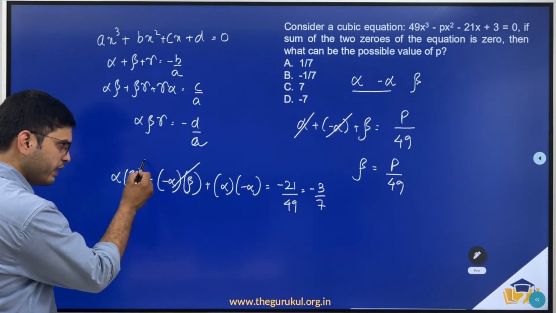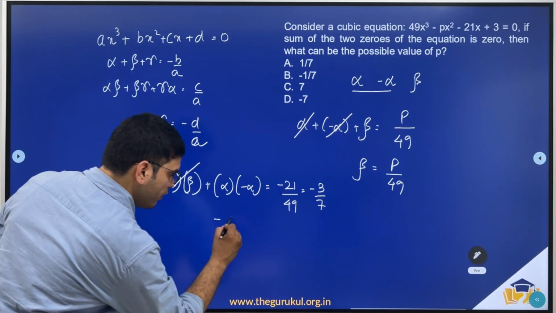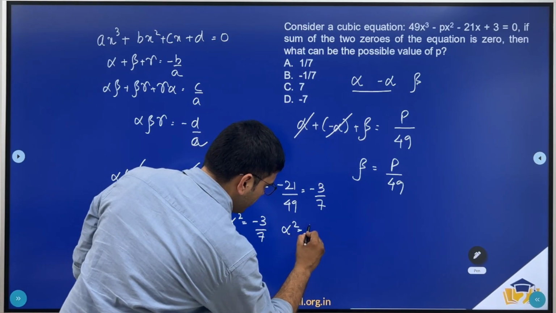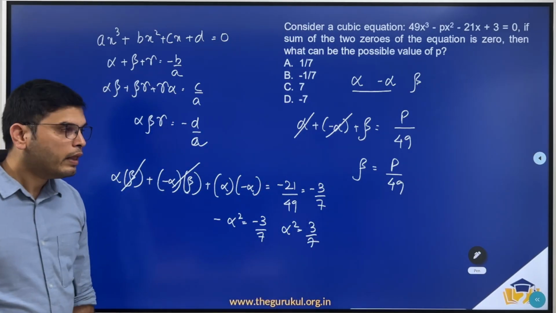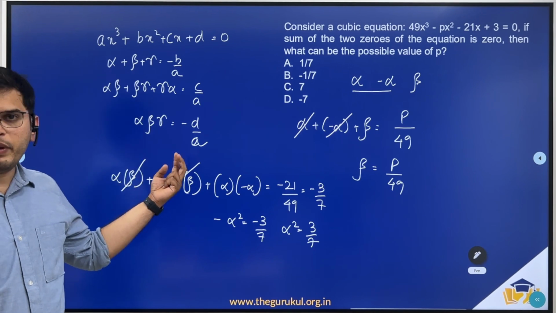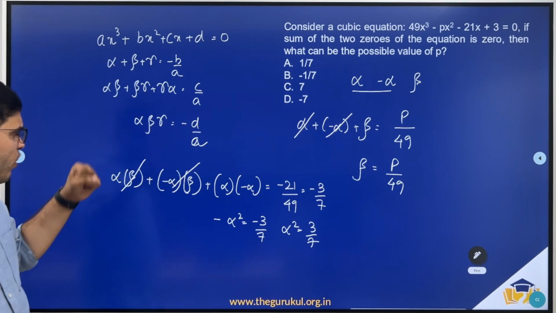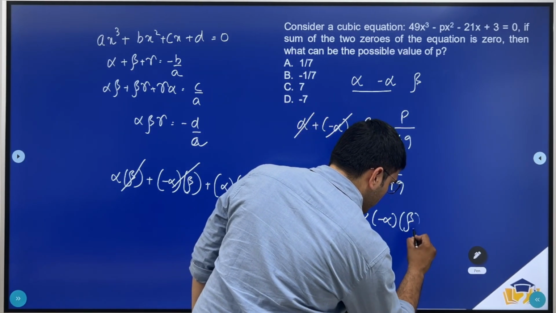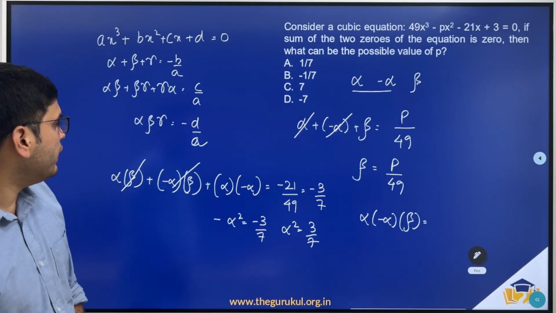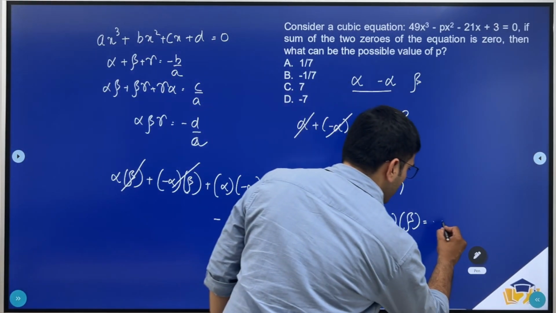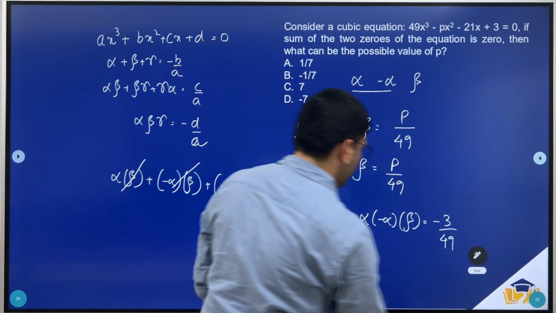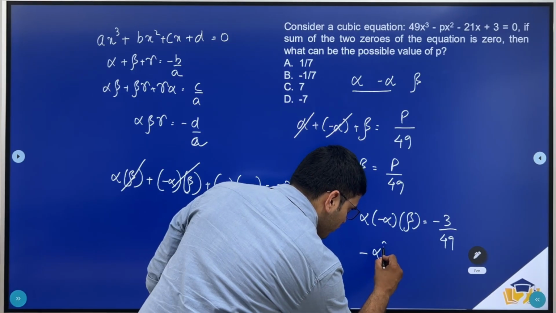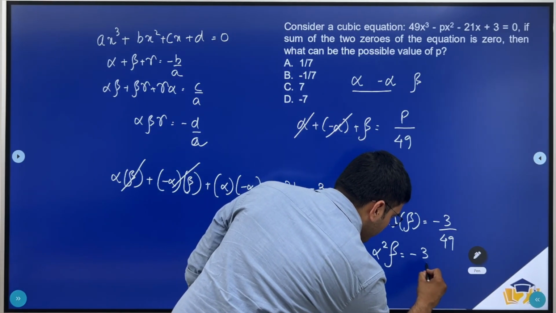Now if you observe, these two will get cancelled, and we'll have minus alpha square is equal to minus 3 by 7, or alpha square is equal to 3 by 7. Done. Then what? Alpha beta gamma should be equal to minus d by a. So we have alpha into minus alpha into beta. This should be equal to, what is the value of d? 3, minus 3 by 49. Now, minus alpha square into beta is equal to minus 3 by 49.